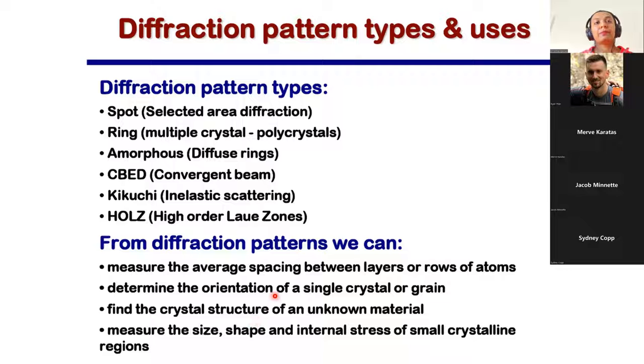That means if I take a sample and make a thin specimen out of it, I can tell the crystal structure, whether it is FCC or BCC, and also from the diffraction pattern spacing, I can really guess what the sample is. And then this is a little bit advanced, but we can measure the size, shape, and internal stress of small crystalline regions. So with electron microscopy, you can measure the stress for small regions. For example, if you have a little precipitate or little inclusion in the sample, and you are seeing some kind of changes in the pattern, with that, it is possible to apply some basic formulas and try to find out what the internal stresses on the sample are.